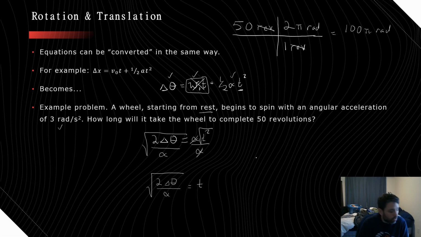There we go. Now plug in our numbers. So we're going to take our 100 pi into delta theta. So it's going to be the square root of 2 times 100 pi divided by our alpha, which was 3. And that's going to be our time.